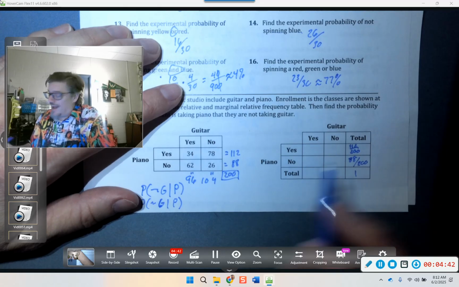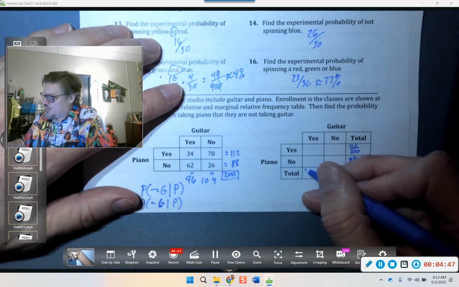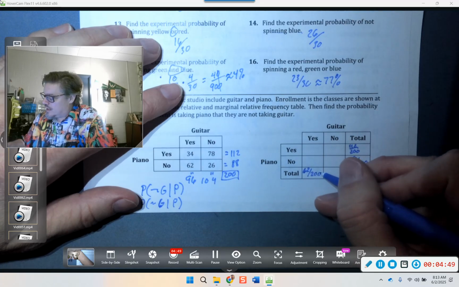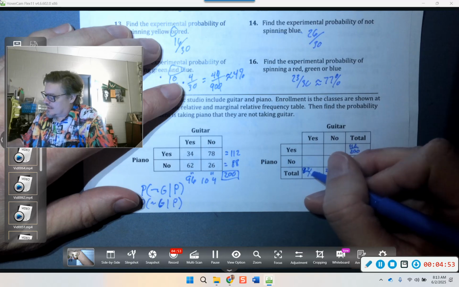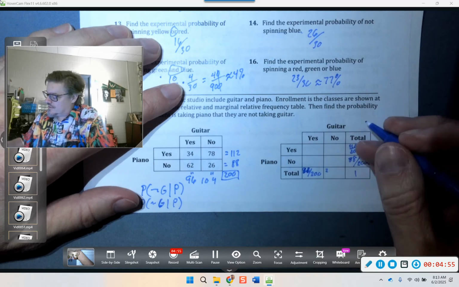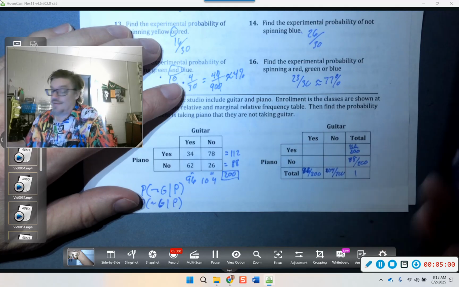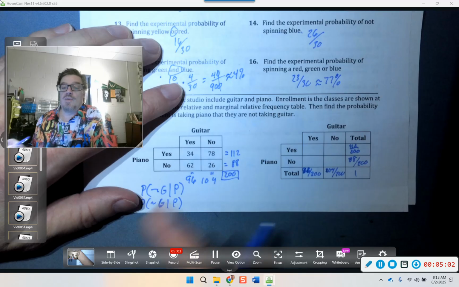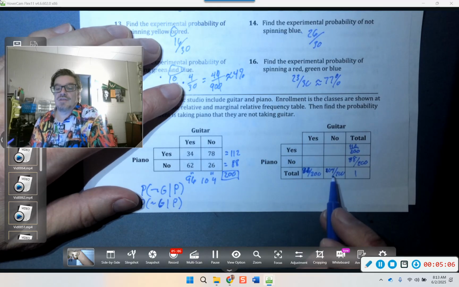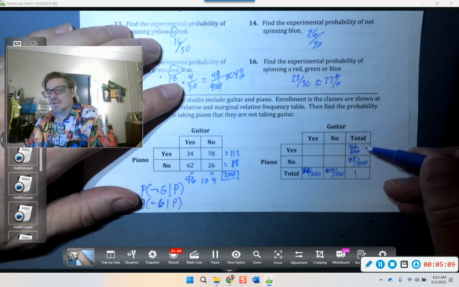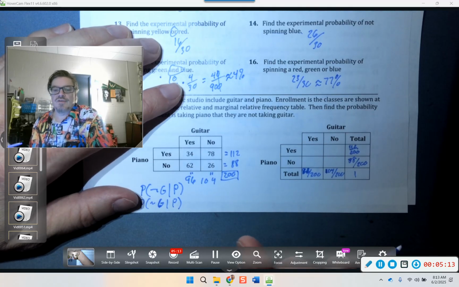So over here, I like doing the totals first, okay? Now over here, the total is going to be 62 out of 200, and this would be 96 out of 200, and this would be 104 out of 200, and together they have to add up to 1, okay? And we can figure out those percentages. It looks like that's close to 50%. That's close to 50%. These guys are kind of in the 50% ranges, okay?